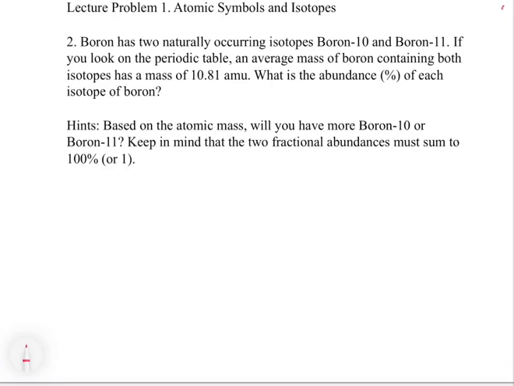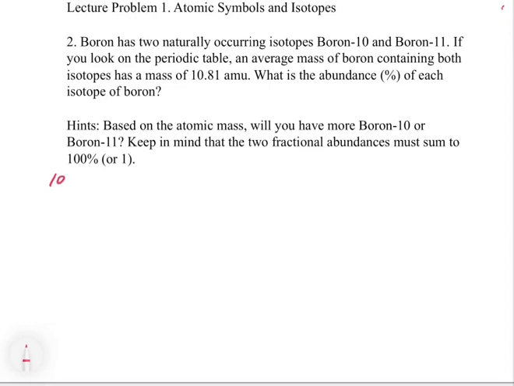So in the previous problem, we were given those fractional isotopes and asked to go and get the average atomic mass. In this case, we're going to be challenged to go in the reverse direction, from the average atomic mass back to the fractional abundances. The problem says, boron has 2 naturally occurring isotopes, boron 10 and boron 11. If you look on the periodic table, an average mass of boron containing both isotopes has a mass of 10.81 AMUs. What is the abundance of each isotope of boron?